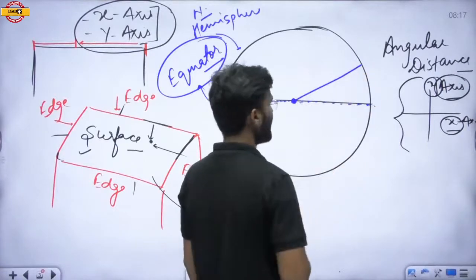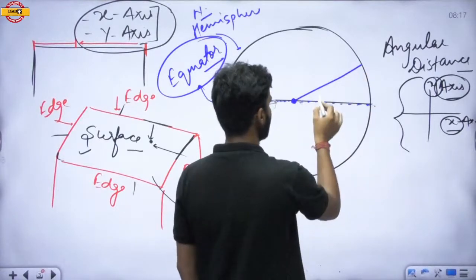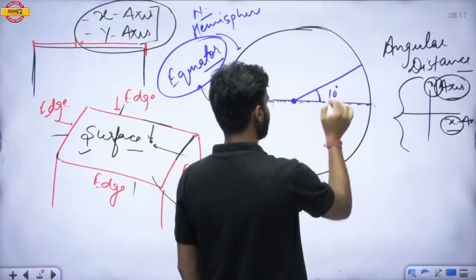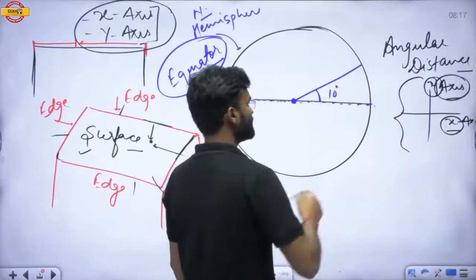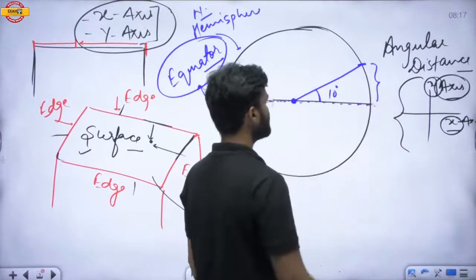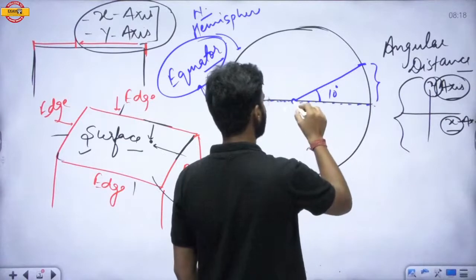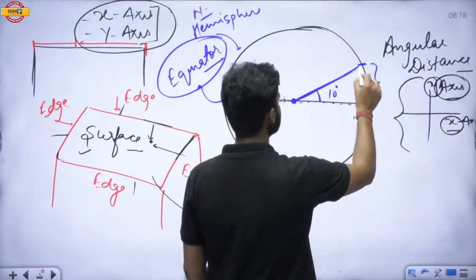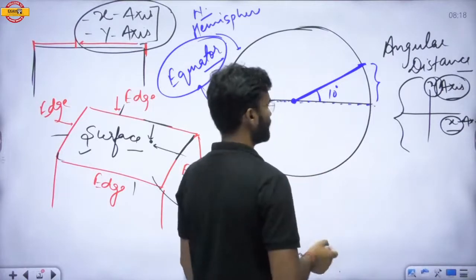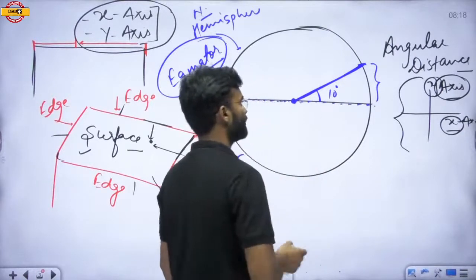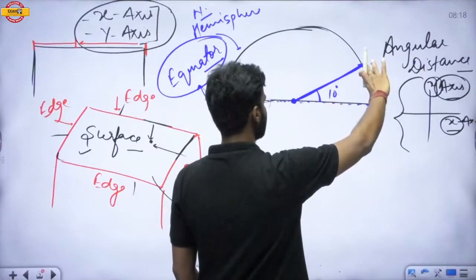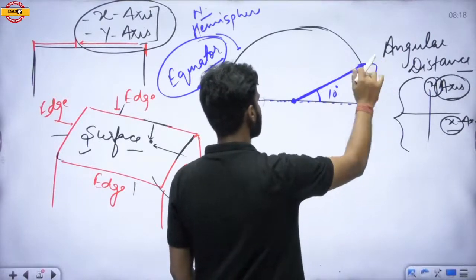the people started to take the angular distance on the basis of the equator. If we take an angle of 10 degrees, there is an angular distance of 10 degrees found here, and this is the distance measured from the center of the earth to the surface on the basis of the equator. This distance is called the latitude.